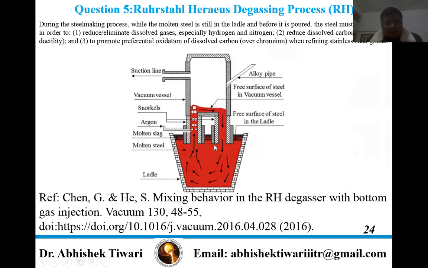So this is the typical vacuum degassing process. During the steel making process, while the molten steel is still in the ladle and before it is poured, the steel must be degassed in order to reduce or eliminate dissolved gases, especially hydrogen and nitrogen, and reduce dissolved carbon to improve ductility and to promote preferential oxidation of dissolved carbon over chromium when refining stainless steel grades.